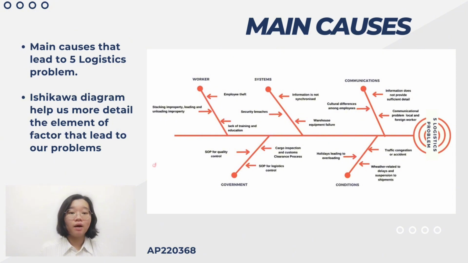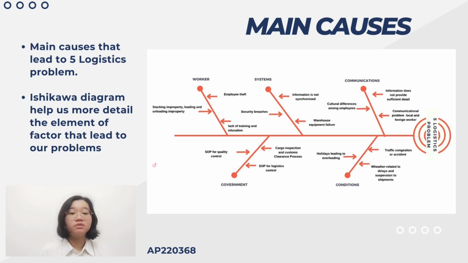Fourthly, governments. Change of SOP for transport security, SOP for logistic quality control, and cargo inspections and customs clearance processes that become rigorous and complex are also a factor that will lead to logistic problems. Lastly, conditions in logistic transit will also cause logistic production problems.